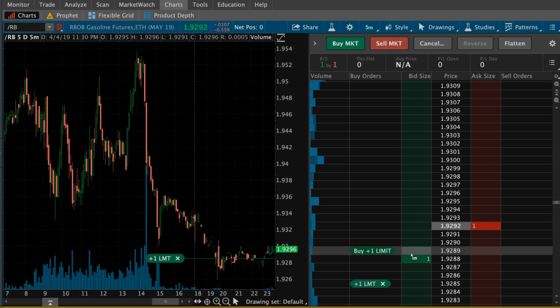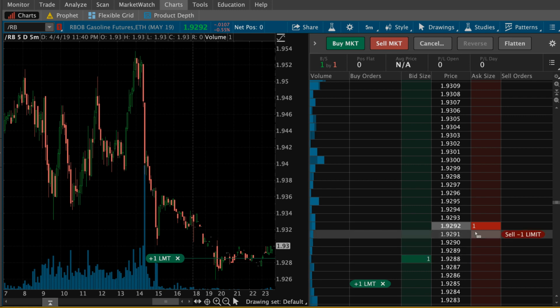On thinly traded markets like gasoline here, that spread can be a few ticks. It can be even many more ticks. I've seen it as many as 10 or 15 ticks. And that's the way it gets late at night. It's at 11:30 on Thursday here. So it's a relatively thinly traded market right now. During the day, that might tighten up, where there's not much more than a tick between the bid and the ask.